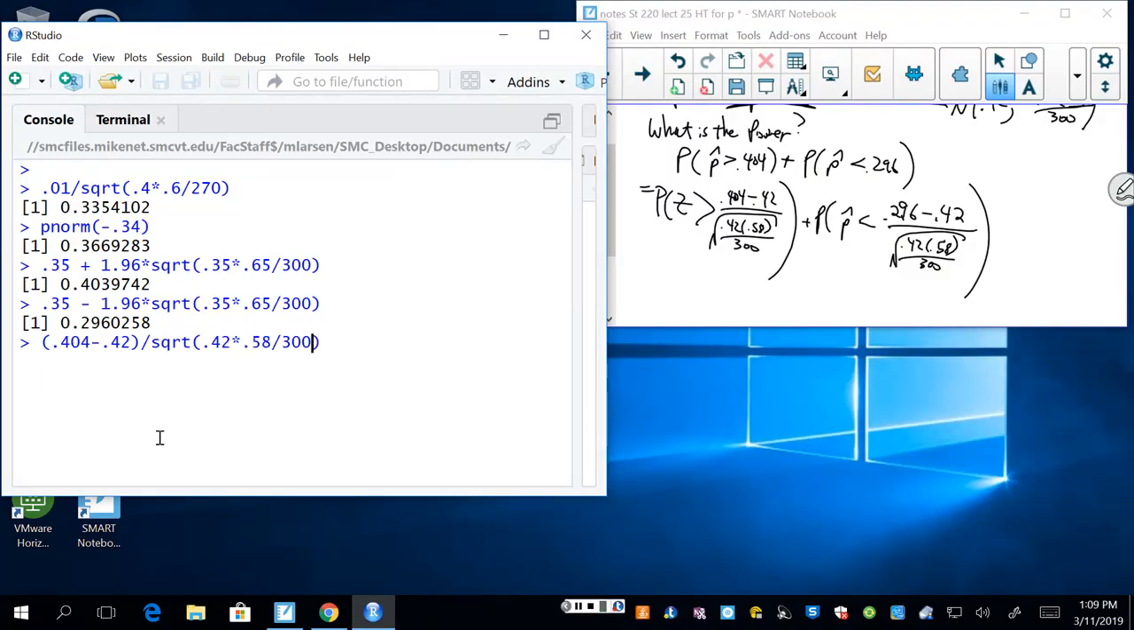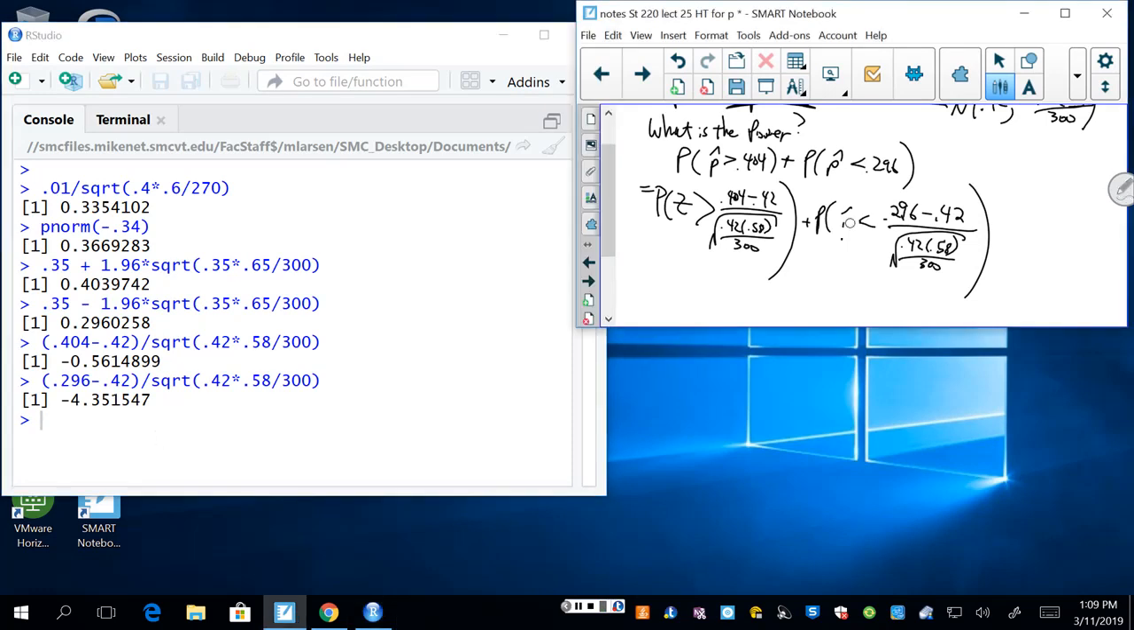Is the second one supposed to be p hat, or is it supposed to be z? Oh, z, yeah. That would be a z. I'll fix that. And the other standardized one is negative 4.39. So this should be z, thank you. And that's the probability that z is greater than negative 0.56 plus the probability that z is less than negative 4.39.